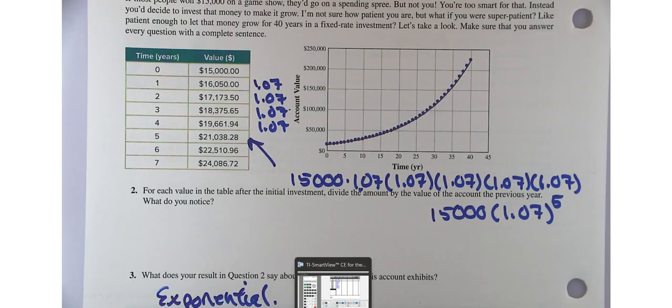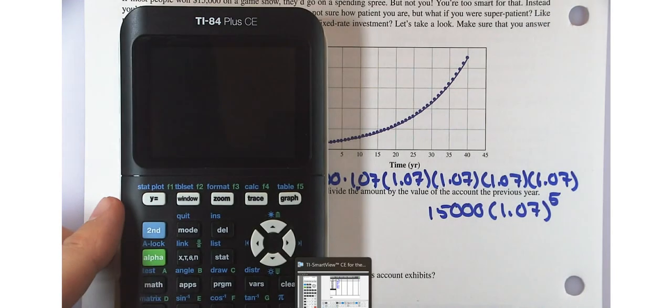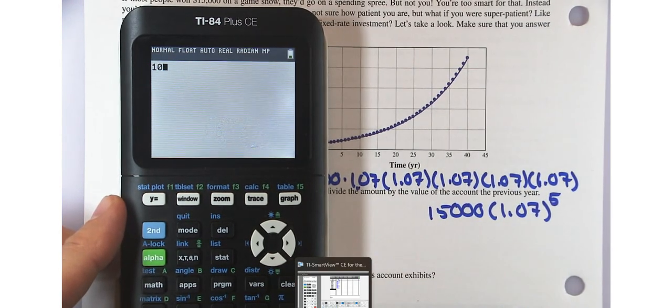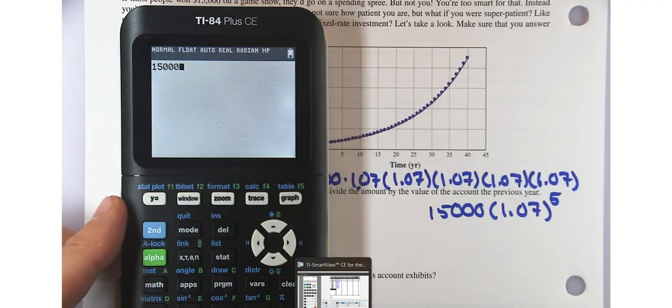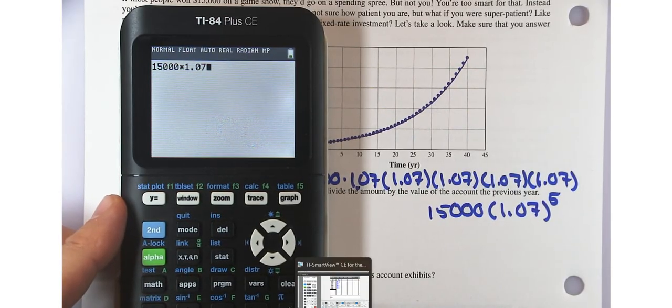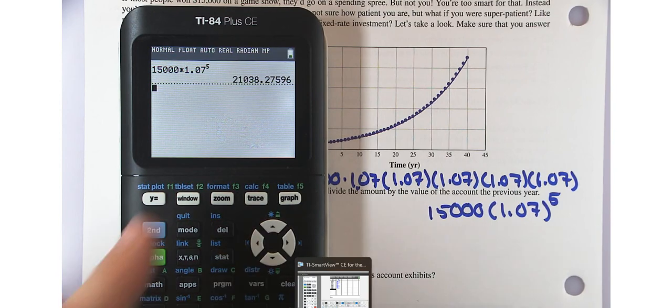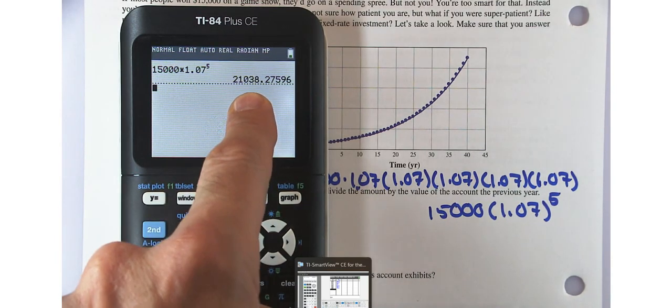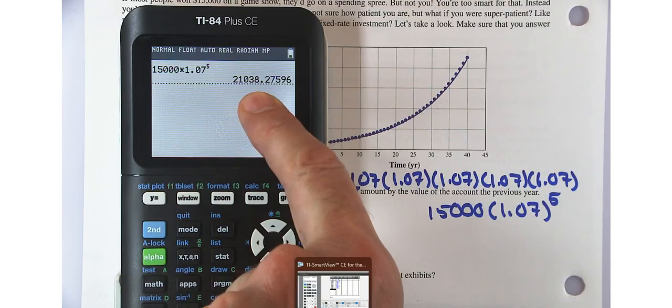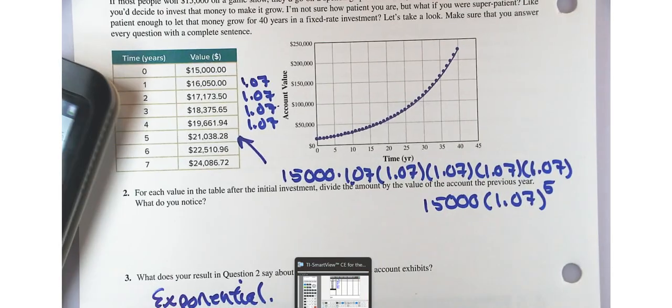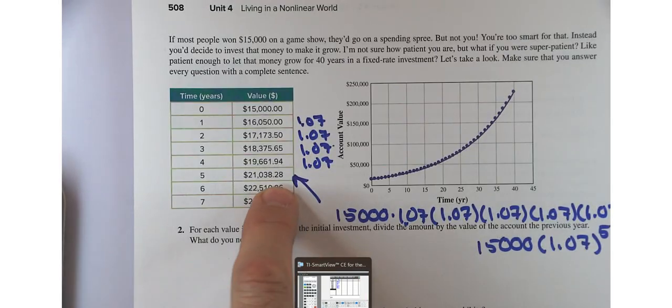So I'll do it here on my calculator. We'll start out with 15,000 times 1.07 raised to the fifth power. 21,038, and rounded to the nearest penny, 28 cents. Nailed it. Wow.